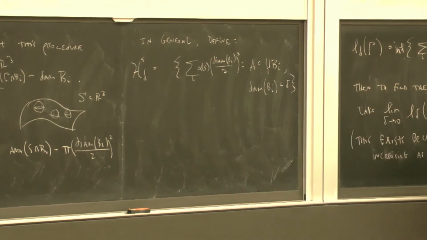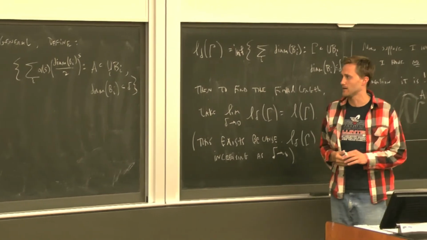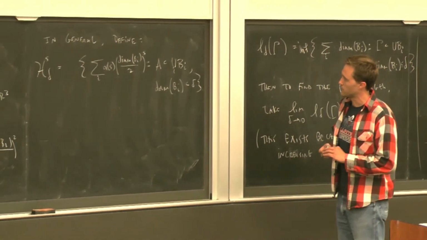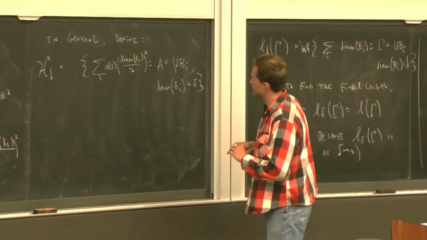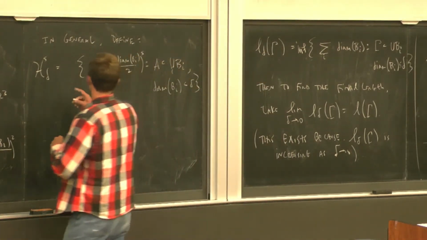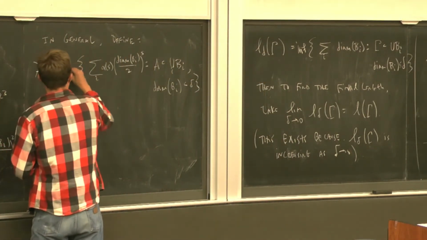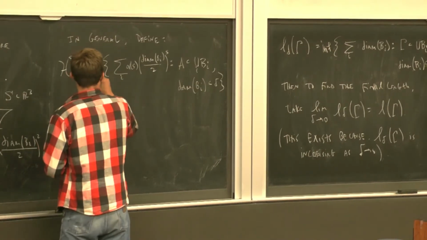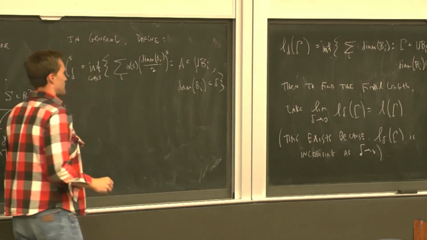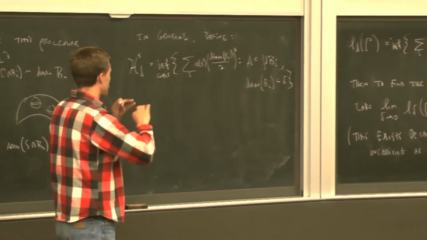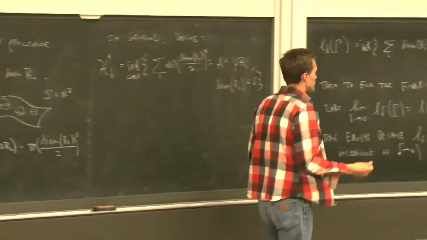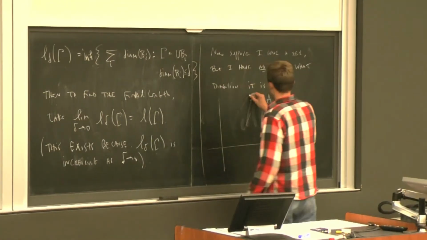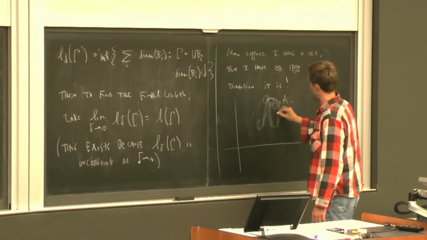We want to make sure that it adheres to the set pretty closely, and we want to keep track of that. And then we're going to take the infimum. We want to take the infimum over all these covers. So you take a cover, you cover your set by B_i's, any cover of B_i's.